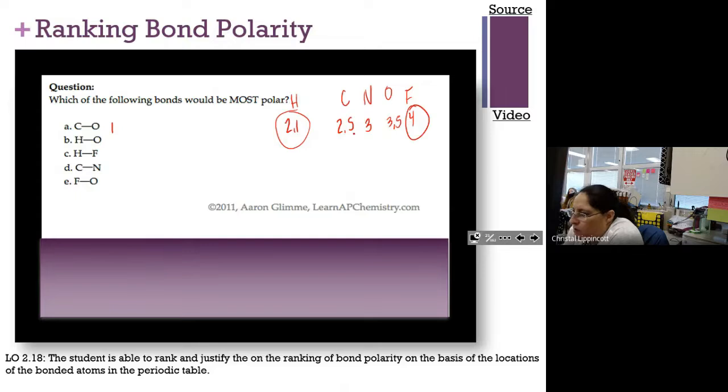I had to figure these out, but it was easy, wasn't it? So hydrogen and oxygen, 3.5 minus 2.1 is 1.4. So that's more polar than that guy. 4 minus 2.1 is 1.9 for C. This is 0.5 and this is 0.5. So C should be the answer.